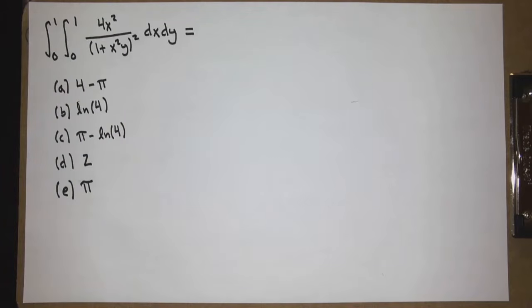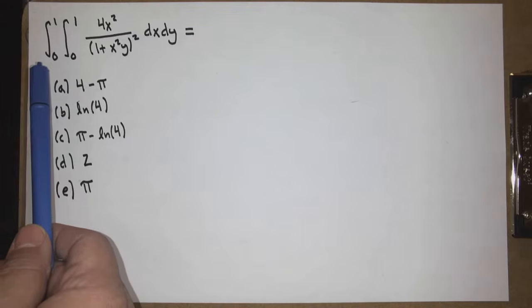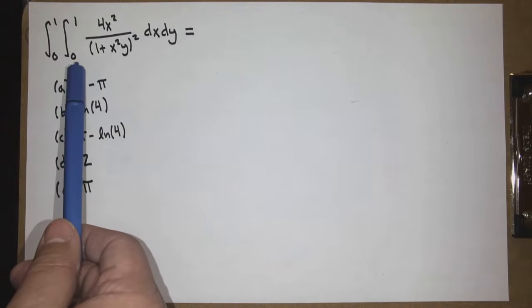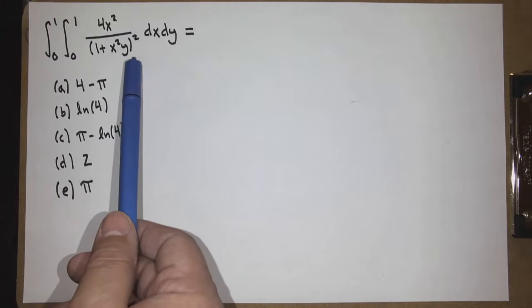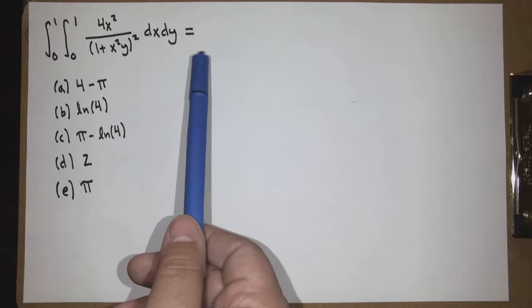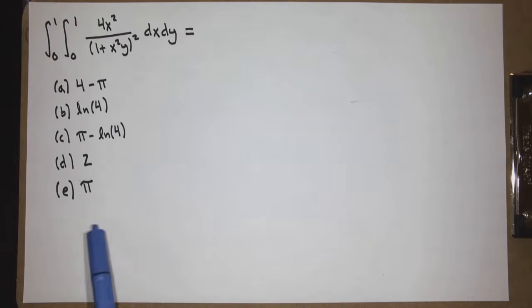Last time we talked about multivariable integration. So here's one. Integral from 0 to 1, integral from 0 to 1, 4x squared over (1 plus x squared y) all quantity squared dx dy equals, we have numbers. Now we should get a number out. We're finding a total, so it should be a number. It's not going to be a function.